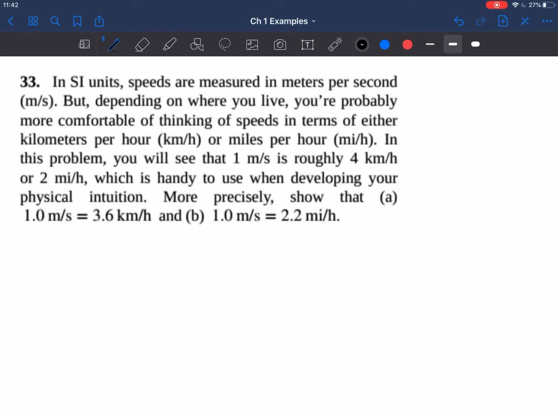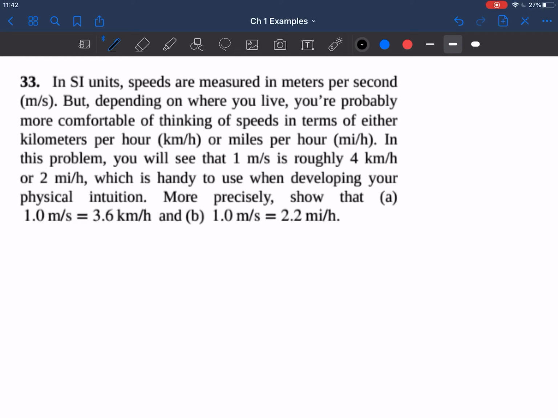Okay, as an example problem, let's try to solve problem 33 from chapter 1 of the University Physics OpenStax textbook. Let's read through the problem. In SI units, speeds are measured in meters per second, but depending on where you live, you probably are more comfortable thinking of speeds in terms of either kilometers per hour or miles per hour. In this problem, you'll see that 1 meter per second is roughly 4 kilometers per hour, or 2 miles per hour, which is handy to use when developing your physical intuition.